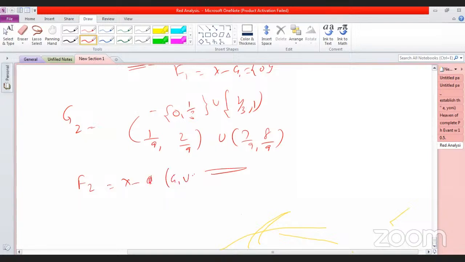X minus G1 union G2 is equal to 0, 1 by 9 union 2 by 9, 3 by 9 union 6 by 9, 7 by 9 union 8 by 9, 1.